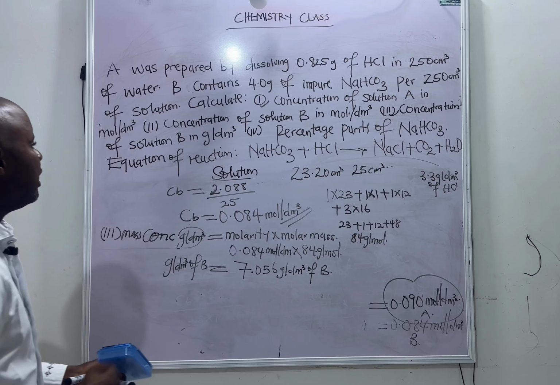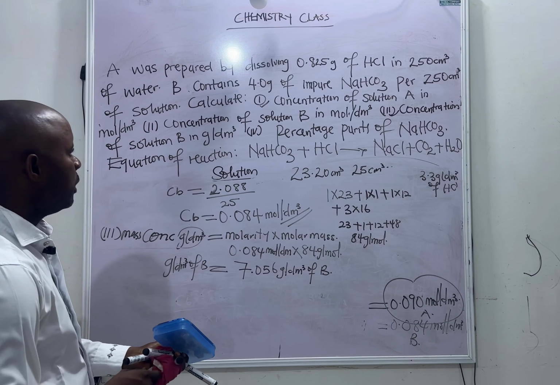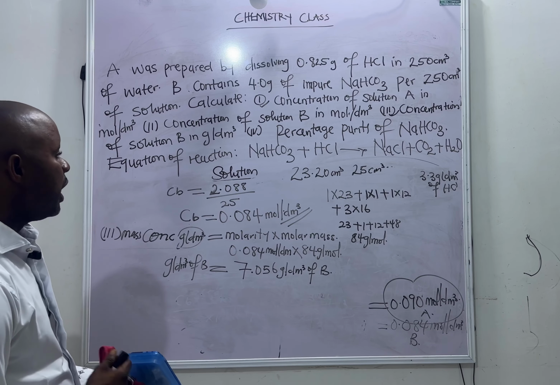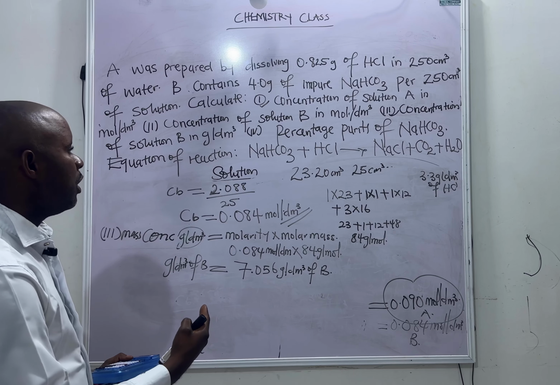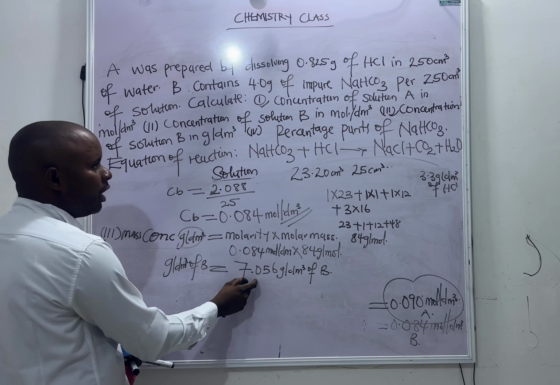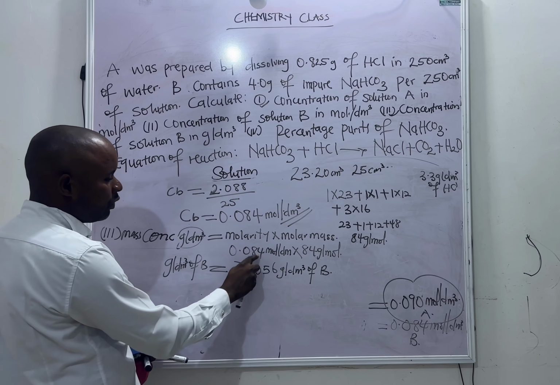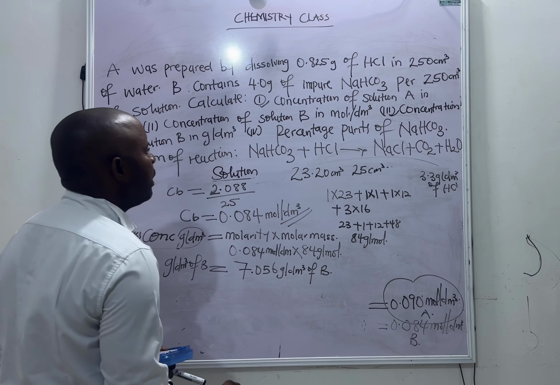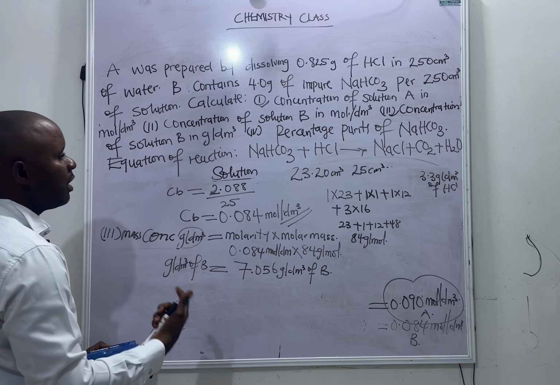So the next question, they say percentage purity of sodium hydrogen trioxocarbonate(IV). Percentage purity of sodium hydrogen trioxocarbonate(IV). If you check this, how can we know the concentration of this? This is a pure sample, since we are able to use the concentration to multiply this molar mass. So in this aspect, how can we get the percentage purity of sodium hydrogen trioxocarbonate(IV)? How can we get this?